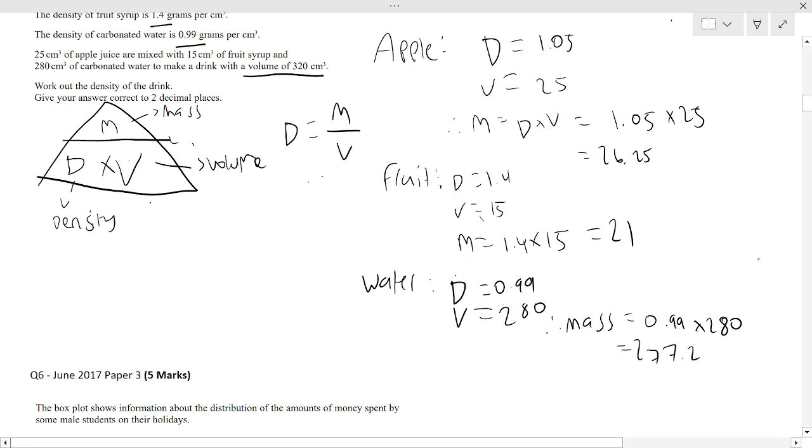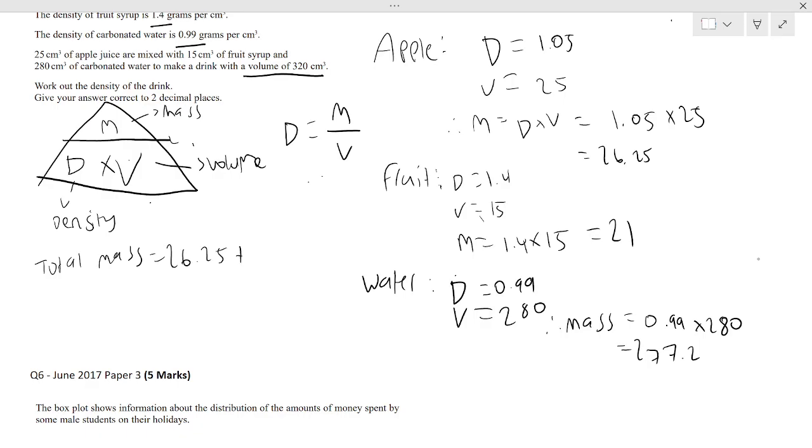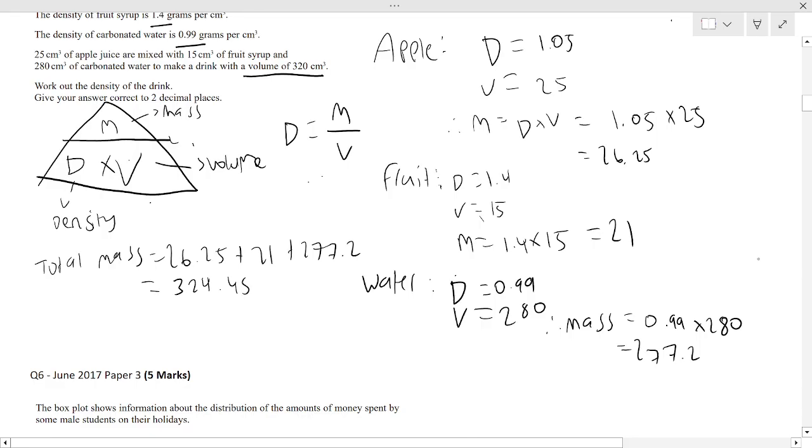So now we have the mass of all three of them. So the total mass, which is the mass of the whole drink, you just add all the masses together, right? So it's going to be 26.25, add 21, add 277.2, and that will be 324.45. Cool.